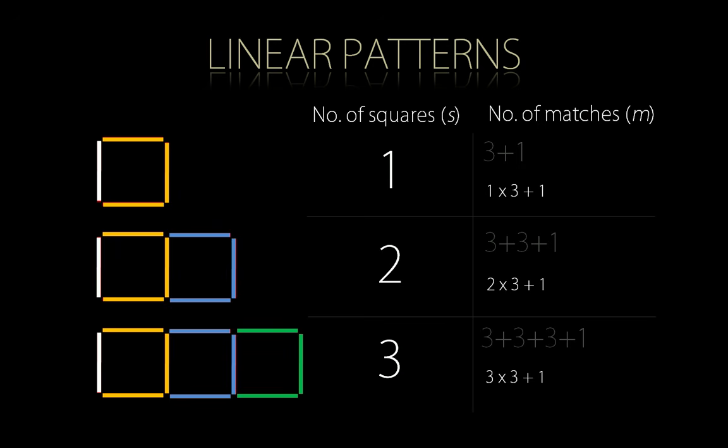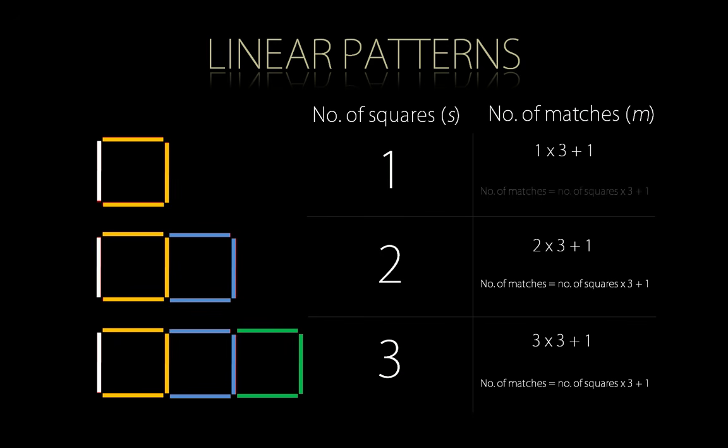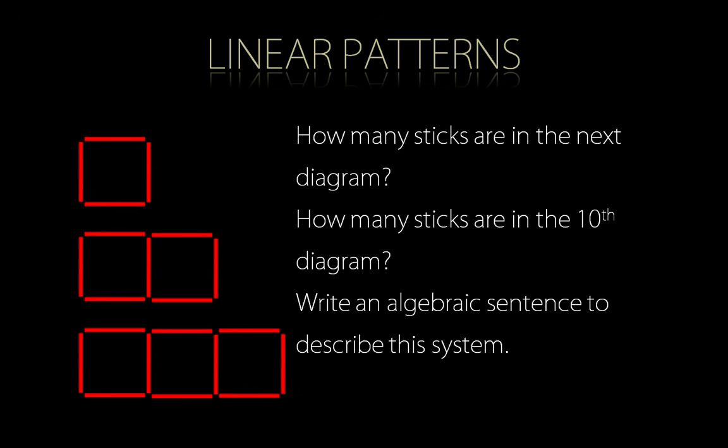And if you notice, the number of groups of 3 there are is the same number of squares there are. If there's 3 squares, well then there's 3 groups of 3 plus 1. If there's 2 squares, there are 2 groups of 3 plus 1. And so now we can actually make a rule that this seems to be the number of matches is equal to the number of squares times 3 plus 1. And this is a rule that seems to work for all of them. And so if we go back to our question now, we've actually created this rule.